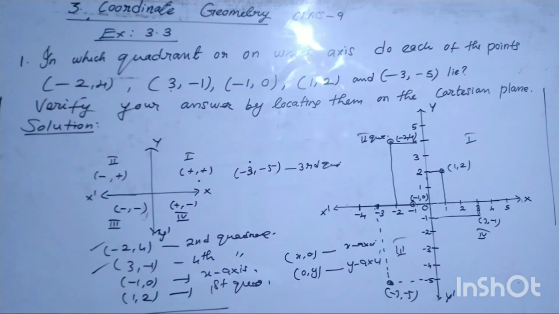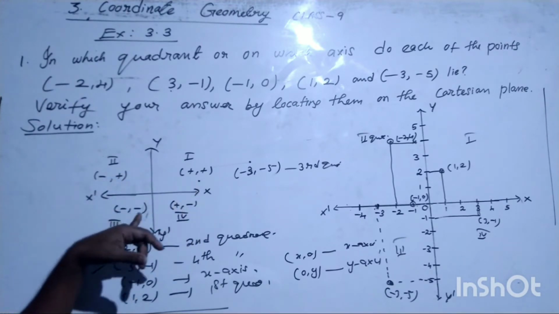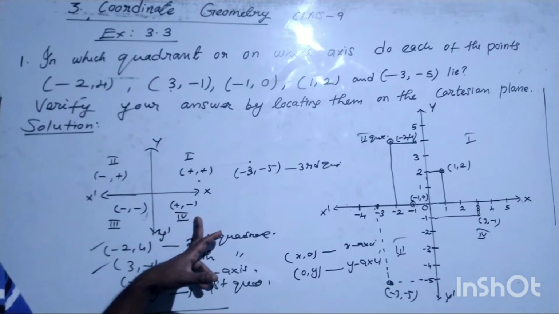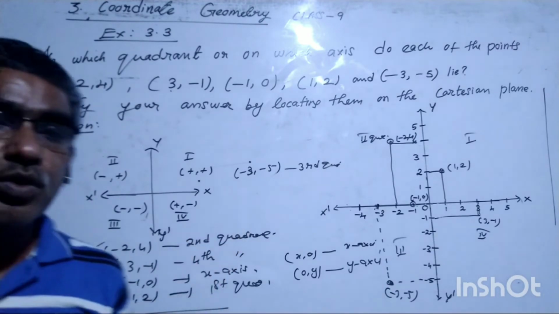I hope you understand. Plus comma plus, first quadrant. Minus comma plus, second quadrant. Both are negative, it comes to the third quadrant. Plus comma minus is the fourth quadrant. I hope you can understand these points. So let's go to question number 2.